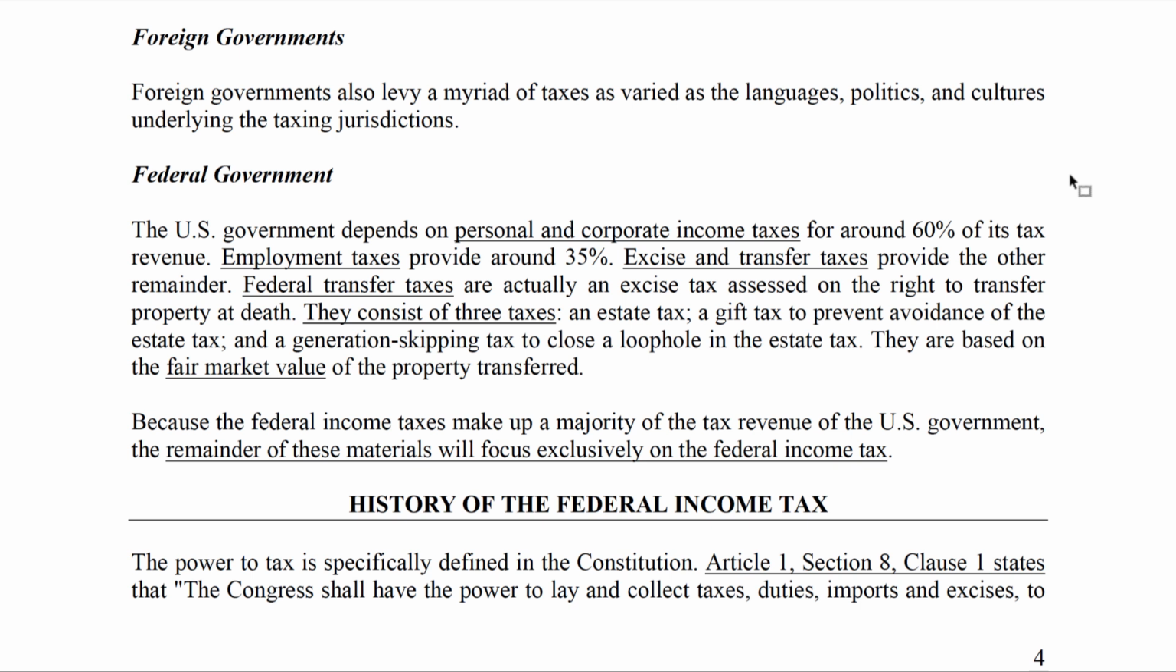So for the remainder of the materials in here, we talk about the history and also policy. We're going to focus on the income tax because, again, regardless of what kind of tax class you're taking, most likely you're focusing on the income tax. It's possible you could be taking a wealth transfer tax, but focusing on the income tax is going to help you because income tax is such a huge element. I mean, it makes up, again, around 60% of the tax revenue in the U.S.